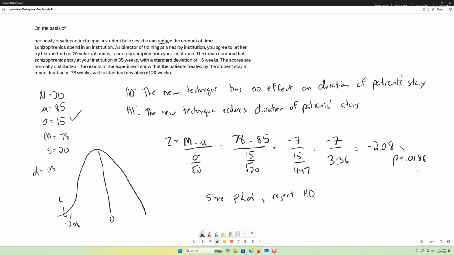Now, this is the exact probability of a type 1 error. Basically, this is saying that for -2.08 or anything to the left of -2.08, the probability of getting this result if the null is true is 0.0188. That's a very small probability, so we're going to reject the null and support the alternative. So 0.0188 is less than 0.05 alpha, and we reject the null. If it was not less than 0.05, we would fail to reject the null.